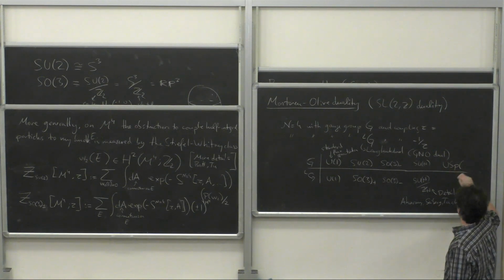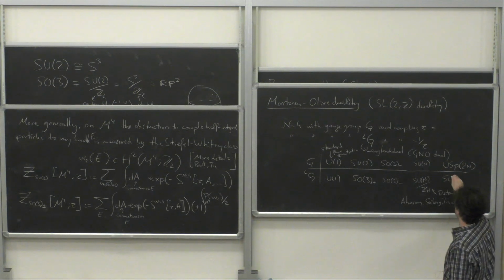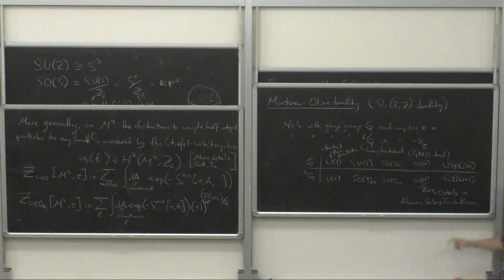So for example, you have the USp(2N) group. The dual is SO(2N+1) plus. If you're not familiar with the notation USp, what I mean is the Sp group, where USp(2N) is SU(2N), where Sp(2) is SU(2).